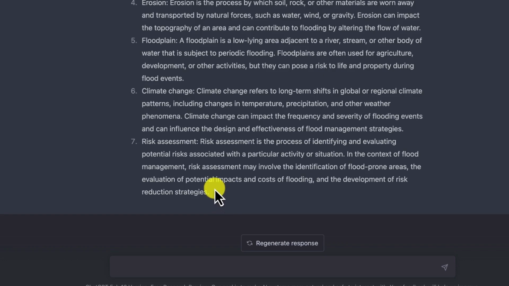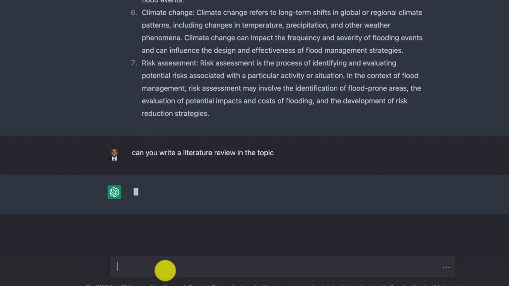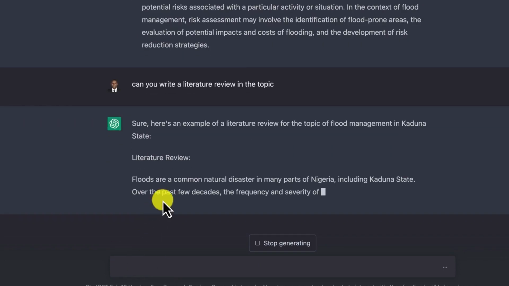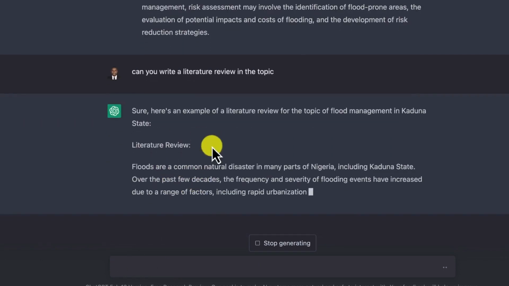So the next part that we're going to enter is the research literature review. How to conduct a literature review in this research proposal. So can you write some literature review on the topic? Okay, so it's going to go ahead and give you the literature review, but you can drive it along. Here are some examples of a literature review. So you can see it is now giving you the literature review directly.